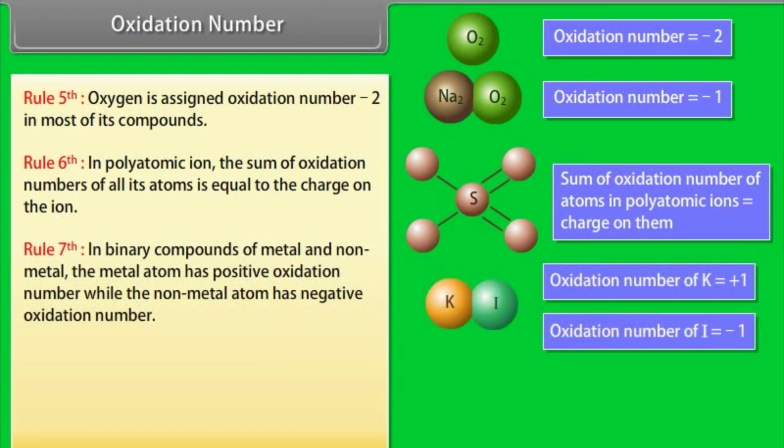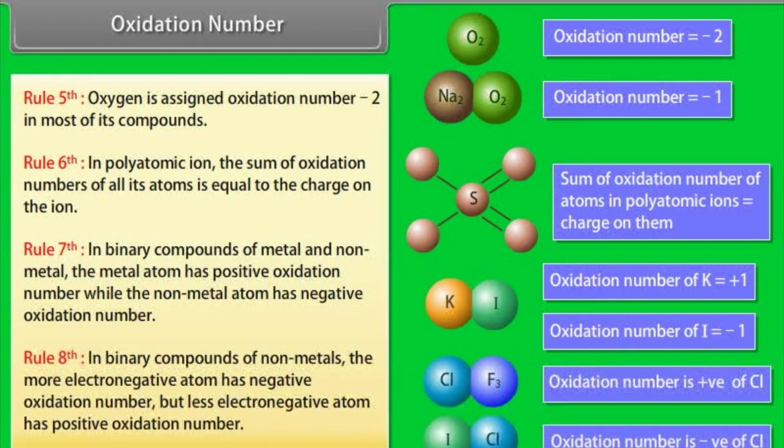Rule seventh. In binary compounds of metal and non-metal, the metal atom has positive oxidation number, while the non-metal atom has negative oxidation number. Rule eighth. In binary compounds of non-metals, the more electronegative atom has negative oxidation number, but the less electronegative atom has positive oxidation number.